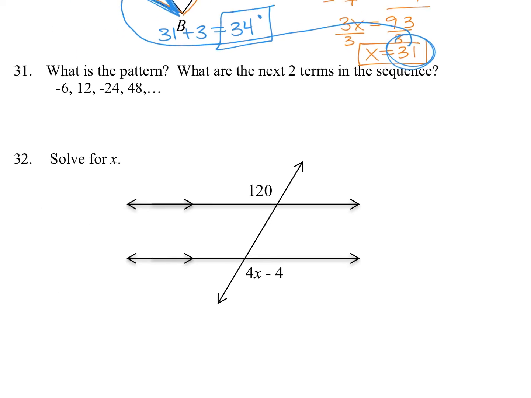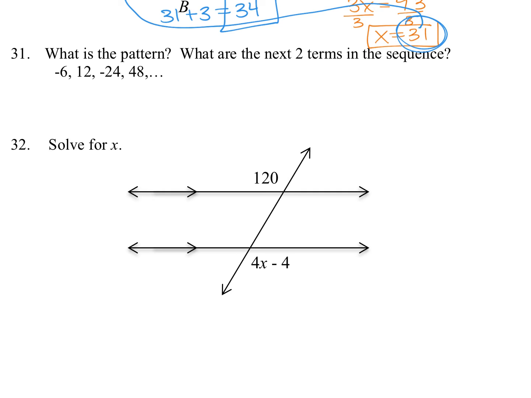Yes. 31, what is the pattern? So you're basically saying, what am I doing to a negative 6 to get to 12? What am I doing to 12 to get a negative 24? What am I doing to a negative 24 to get 48? What are you doing each time? Multiplying by negative 2, right?